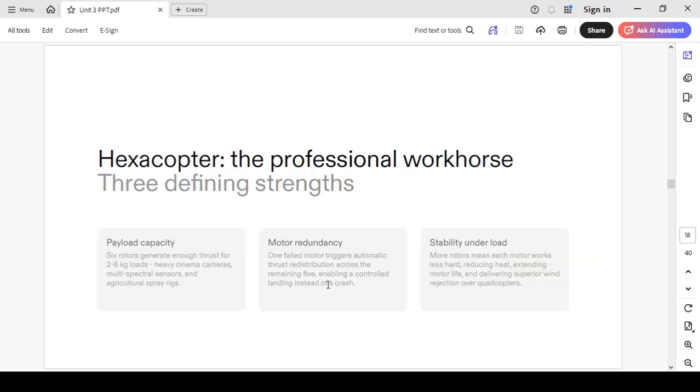So the professional workhorse, or the defining strength, would be payload capacity. As the 2 motors have been included, the power is increased. When we add 2 motors to the Quad-Copter, they give more power, which increases the range for payload or lets it move faster. So there is more motor redundancy and stability in the roll. The 6 motors generate enough thrust for a range of 2 to 6 kgs of load. Heavy cinema cameras, multispectral sensors, and agricultural spraying come under this Hexa-Copter configuration.